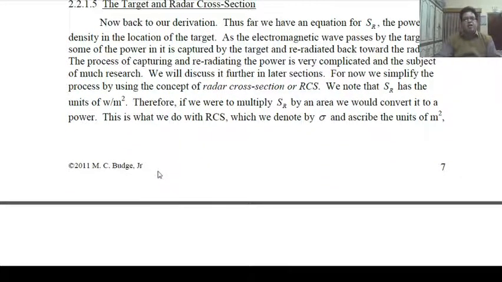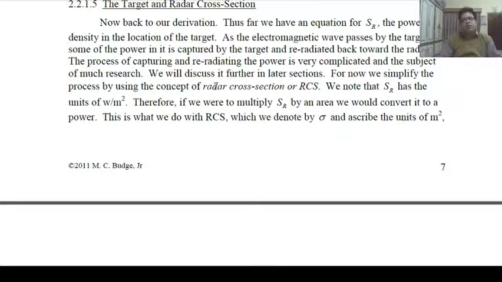The target and radar cross section. Now back to our derivation. Thus far we have an equation for SR, the power density at the location of the target. As the electromagnetic wave passes by the target, some of the power in it is captured by the target and re-radiated back toward the radar. The process of capturing and re-radiating the power is very complicated and the subject of much research. We will discuss it further in a later section.